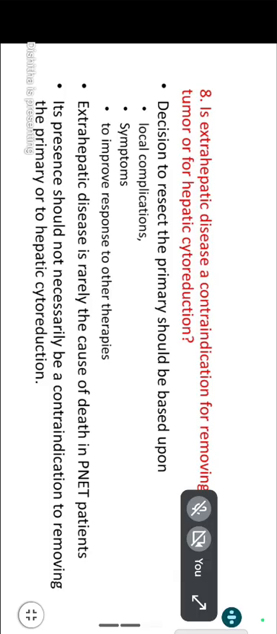So, if there is extrahepatic disease, is it a contraindication for removing the primary tumor or doing a hepatic cytoreduction? The decision to resect the primary should be based on how much local complication there will be because of the disease, how severe the symptoms the patient is having, and to improve the response. Response to PRRT is better when the disease is downstaged. Extrahepatic disease is rarely the cause of death in PNET, so its presence should not necessarily be a contraindication.